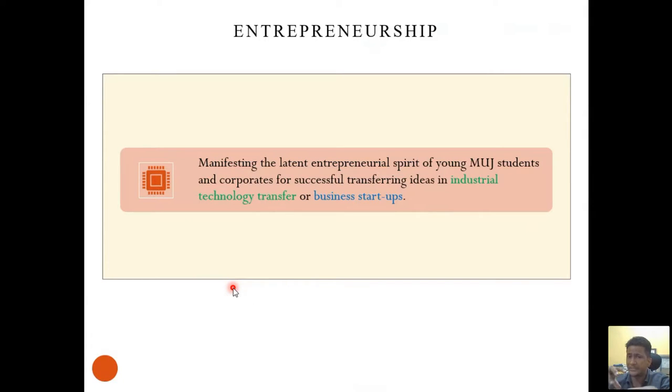That means industrial technology transfer and business startups, that means making the person so that he can transmit his idea into industry, technology or business startup. If I'm thinking in an innovative way, there is no use if I'm not making it industry ready. So an entrepreneur is a person who makes the product or the service or the process in such a way that society and industry may benefit. Society ka benefit hogi jab tak aapka product ko industry nahi uthayega.